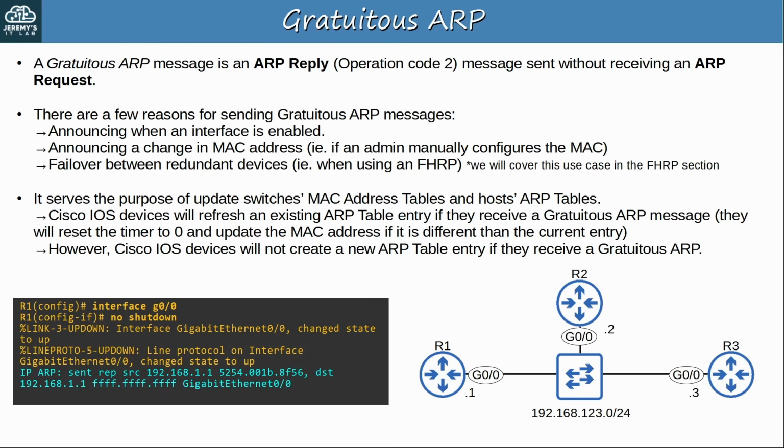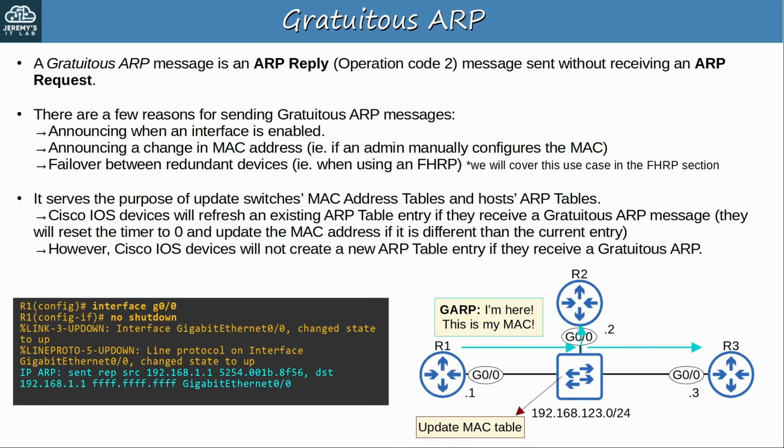Notice the source and destination IPs. Both are R1's own IP of 192.168.1.1. And the destination MAC is all Fs. Note that the destination MAC of all Fs is used for both the Ethernet header and in the target hardware address field of the ARP message itself. So, R1 is announcing its presence and its MAC address to the network.